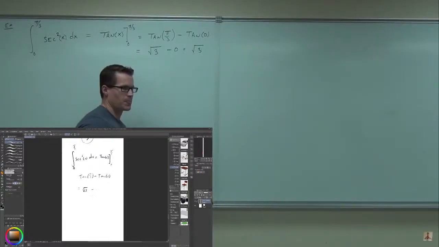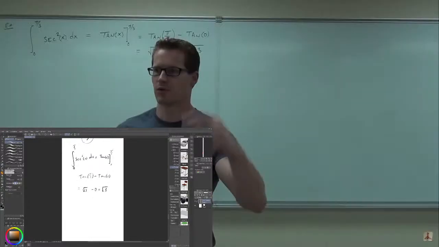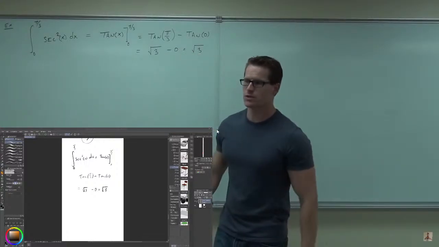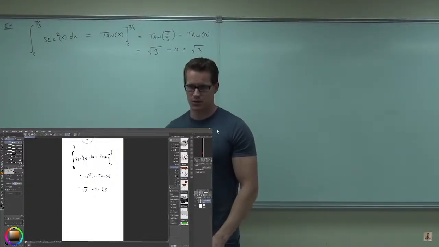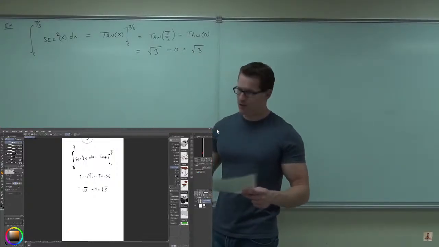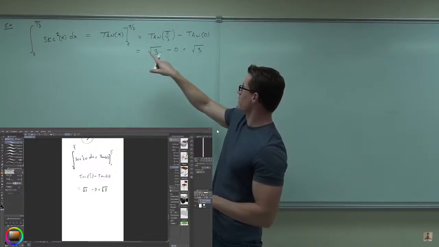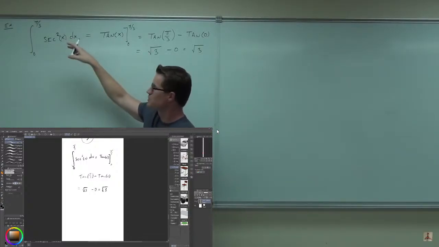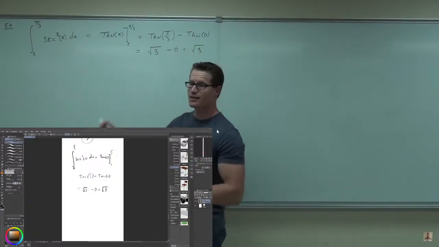Root 3. Root 3 over 2 divided by 1/2. Reciprocate, multiply, you get root 3. That's because it's sine over cosine. You need to know that. Okay, anyway, so we have our integral, the area underneath the curve of secant squared between 0 and pi over 3 is, we got it, square root of 3.